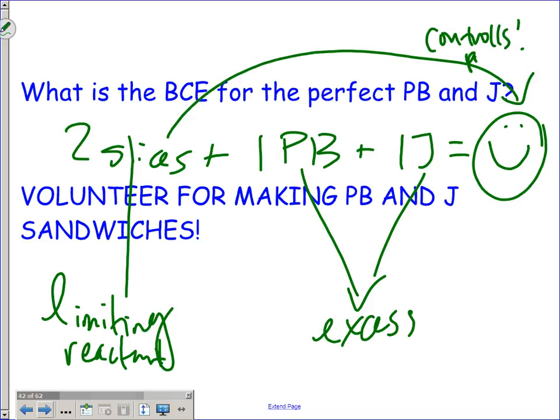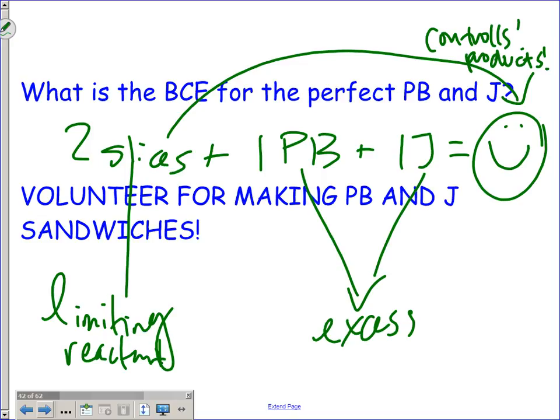So if you want to make a certain amount of a product, you have to make sure you have enough of everything. But not too much of everything, because then you're going to have one way in excess and one way limiting. You probably want to have stoichiometrically equivalent amounts. That's the term to use: stoichiometric equivalent, meaning you have enough of everything.